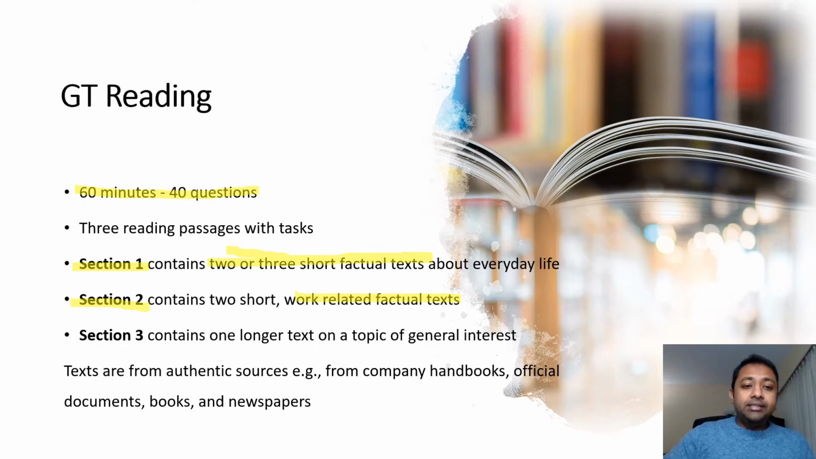Section 3 is where you get a longer text of general interest. It's not too closely related to the academic questions, but it's somewhat taken from there. So it could be taken from a newspaper or a magazine. And as I mentioned, sections 1 and 2 could also be from company handbooks, official documents, books or newspapers. Those are the authentic sources that you get, in both the academic and general training passages.